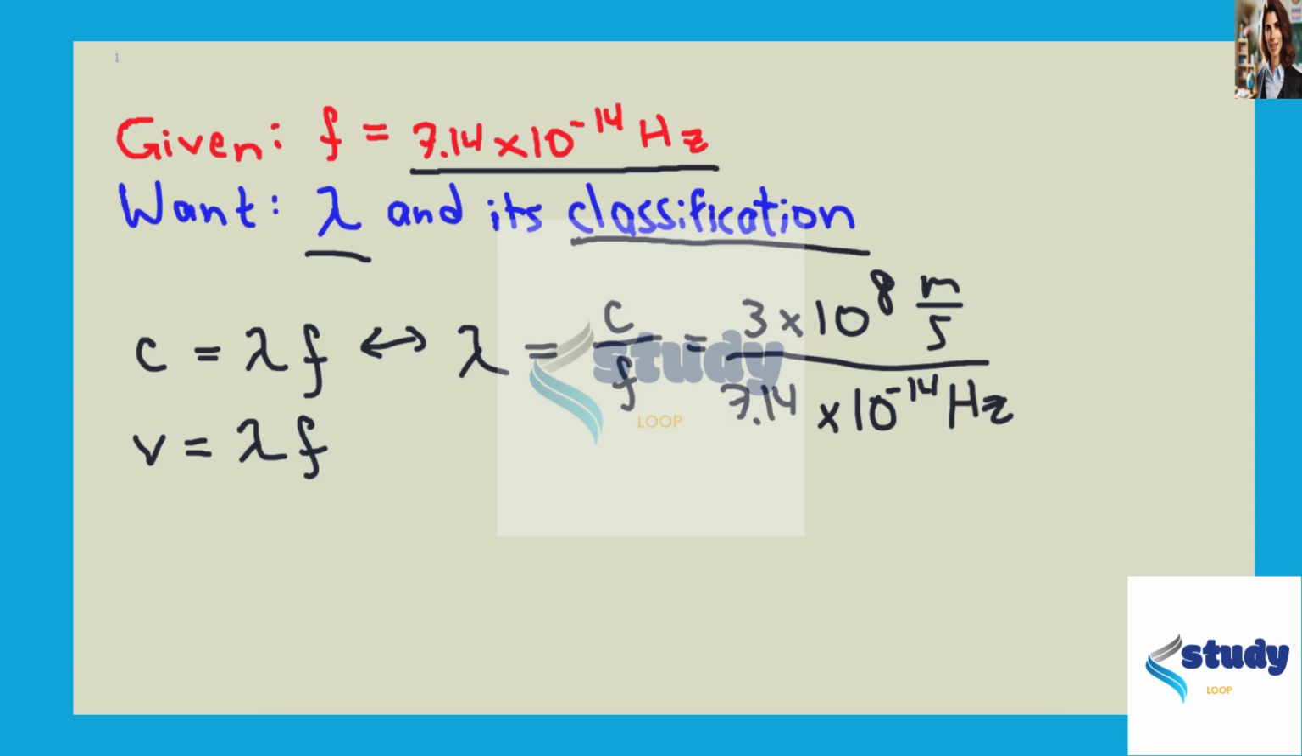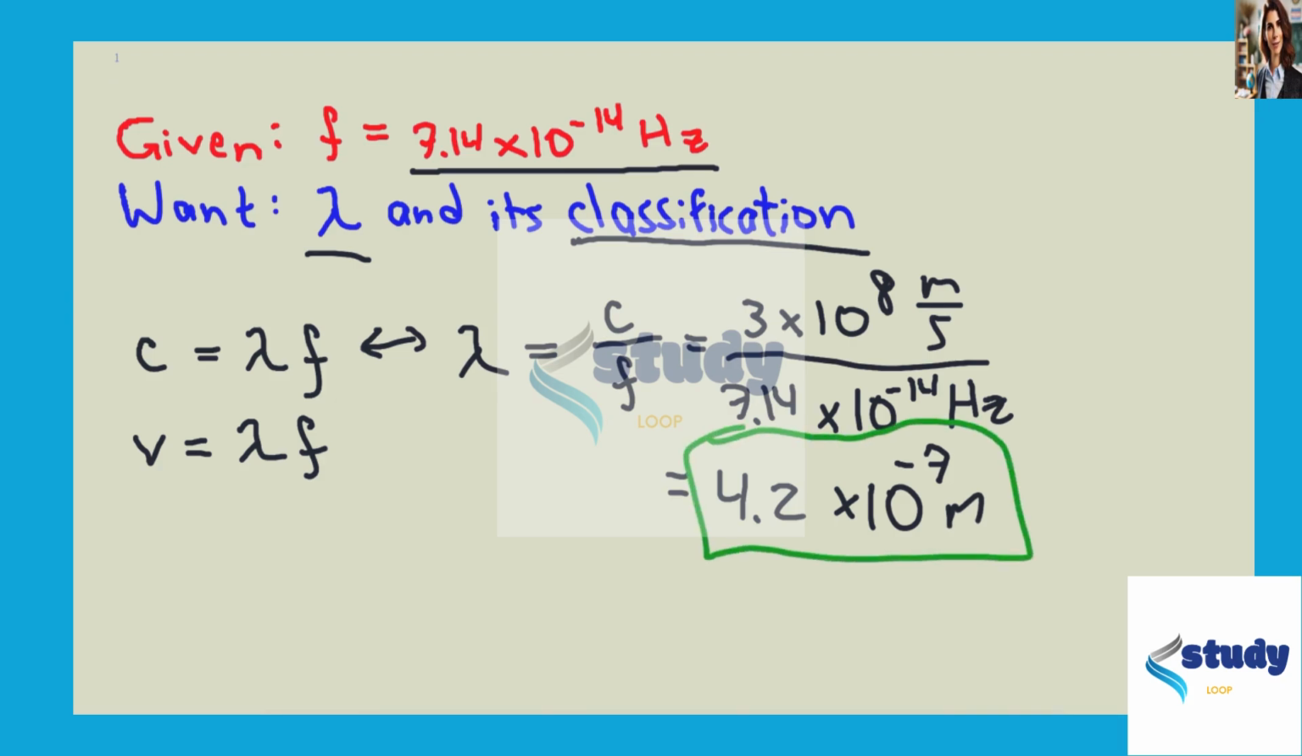And if you plug this into your calculator, you'll find that it's equal to about 4.2 times 10 to the power of negative 7 meters. So that's your wavelength. That's the first thing you're asked for. And then what we need to do now is just look at a chart of the different wavelengths and frequencies and the way that they're classified. So either look one up online or in your textbook, search for one.